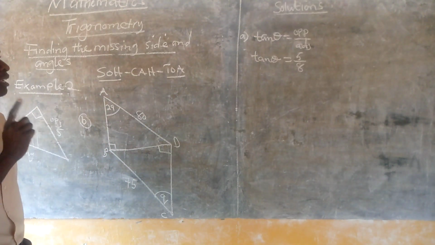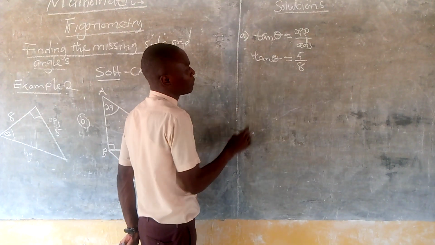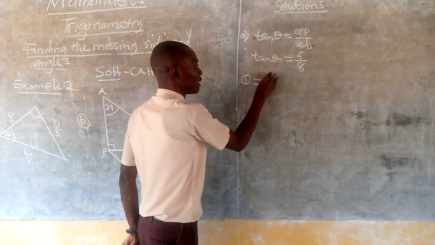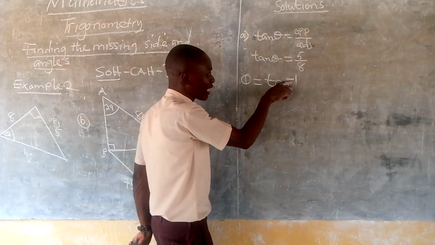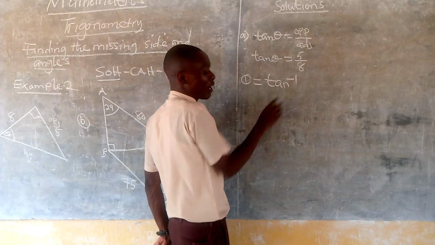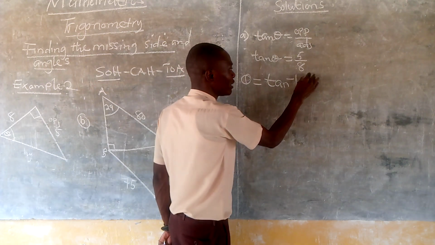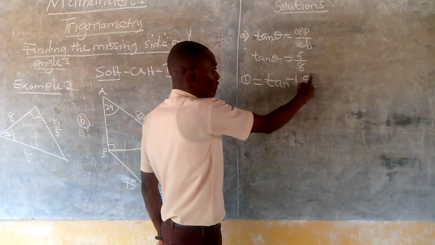Now, looking at the question, we're finding the angle, so we're finding theta. So we make theta the subject of the formula. Theta equals tan inverse. This power of -1 means inverse. So don't put an equal sign, instead just write it like that. We're finding the tan inverse of this number.